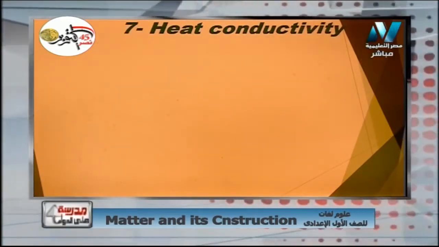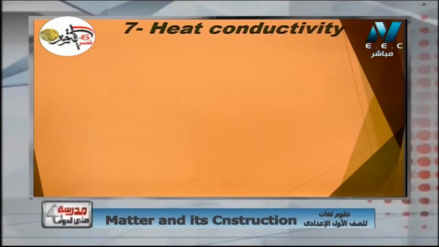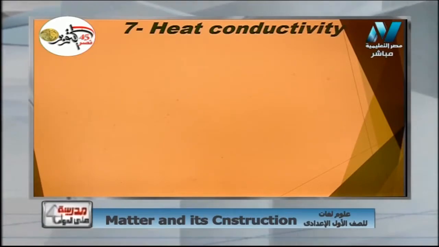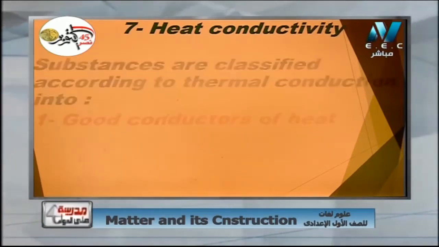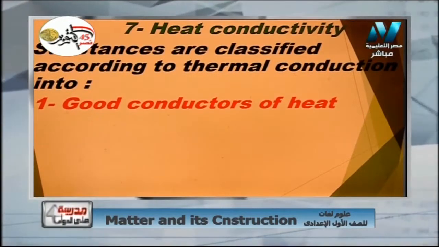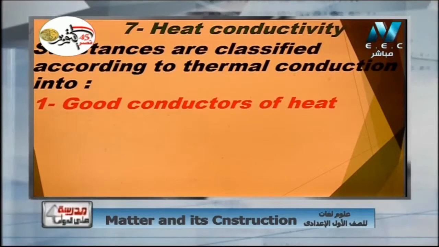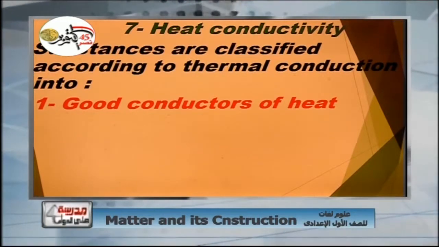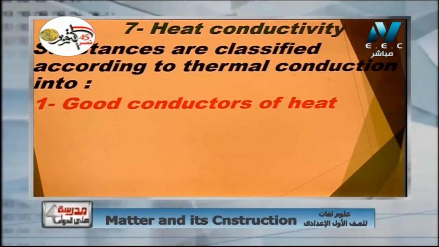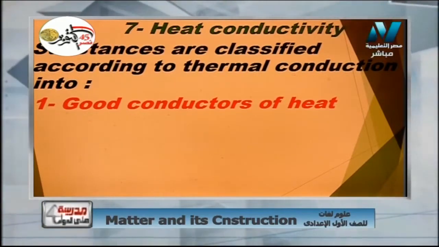Number 7, the seventh physical property of matter. We talked about color, taste and smell, density, hardness, boiling point, melting point, and electric conductivity. Number 7 is heat conductivity. Substances are classified according to thermal conduction, thermal meaning heat, into number 1, good conductors of heat, and number 2, bad conductors of heat, or heat conductors and heat insulators, as we studied before in primary 6.